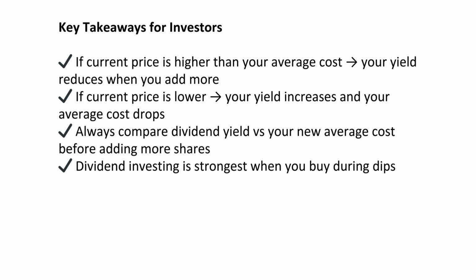And that's why I always say, if you want to add more shares at a higher price, buy in small lots. It's better you split that amount into different stocks, add in small quantities. Then when the price goes down, that time you can buy an individual stock in large quantity. So dividend investing is always strongest when you buy dips. It's very important. If you want to make money through dividend, always buy more shares when prices go down.